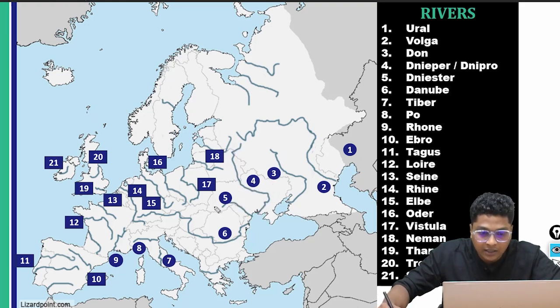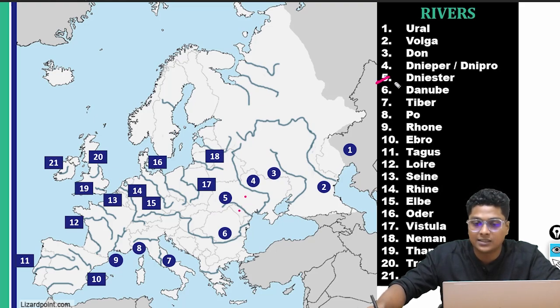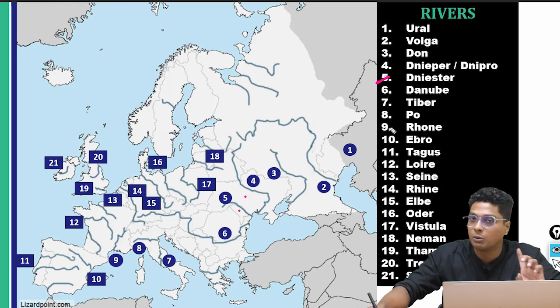Then nearby here, this is the border of the Ukraine. And here we have studied earlier Moldova, right? So the border river between Ukraine and Moldova is Dniester, right? That also you remember, Dniester.